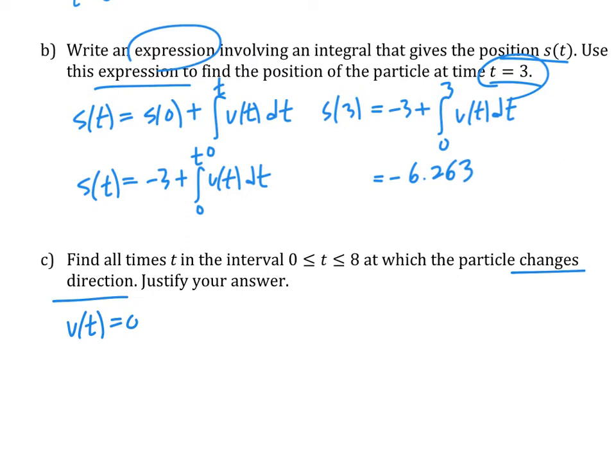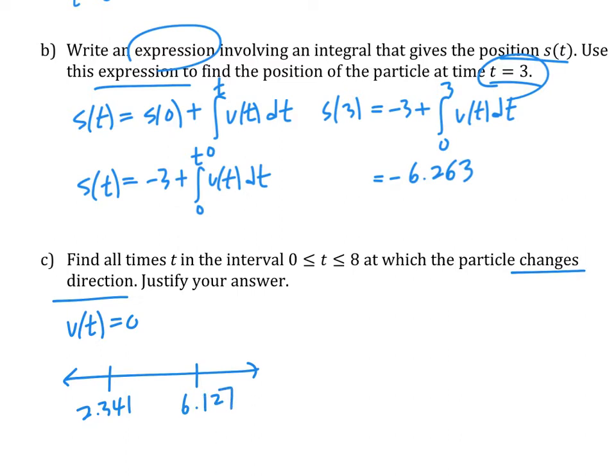So what you have to do is figure out when v is 0. That's where it stops. The second thing that has to happen is it has to change direction, which means it has to change from positive to negative or negative to positive. So you need to first figure out when it's 0 on the graph, and then you need to make a sign chart. So set v of t equal to 0. This is going to give you 2 numbers within 0 to 8. So 2.341 and 6.127.